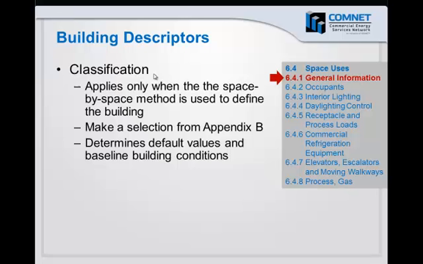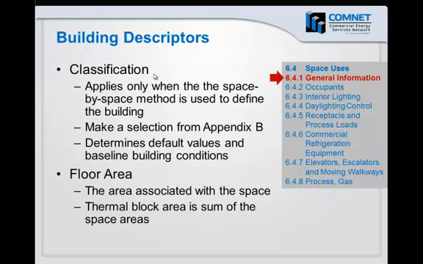The first is the classification of the space, and this is very important. This applies when the building is being modeled using one of the space-by-space methods, as opposed to the whole building method. And basically, the modeler chooses or makes a selection from Appendix B of the modeling guidelines and procedures. Once this selection is made from Appendix B, then default values and baseline building conditions are then established.